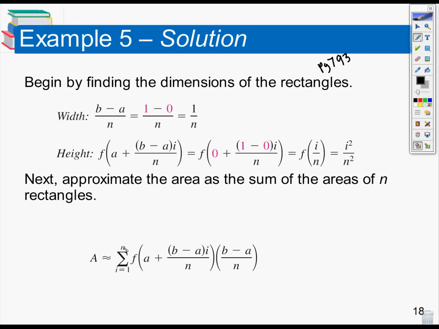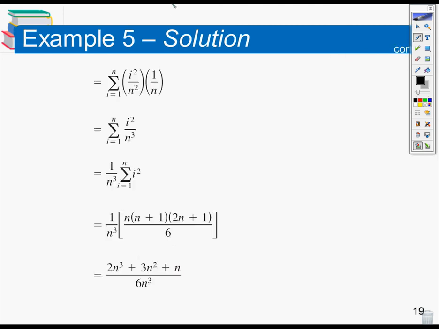So my next step is actually to take the summation of height times base. So let's go ahead and do that. The summation of what I found the height to be and what I found the base to be of my rectangles. When I multiply them together, I get i squared on the top and n cubed on the bottom. Again, some of you hopefully are right on with this one, where this is a constant, so I can take it and put it out in front, 1 over n cubed. And on the inside, all I'm left with is i squared.